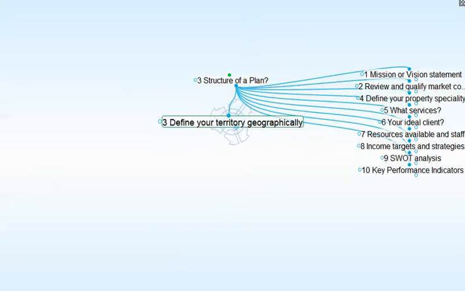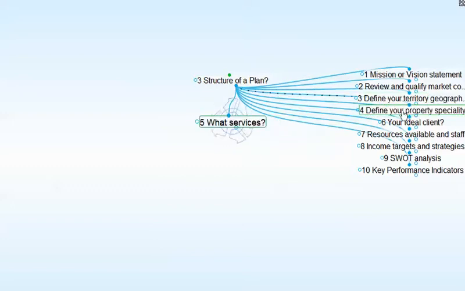Number 3, define your territory geographically. Set boundaries with roads or the location factors within your industry, within your market. So understand where your market is and the boundaries that control it. Number 4, define your property type speciality. Now, understand the property types that you will be working on, what you're targeting. Don't do too many of them. Where is that property type and how will you be attracting the listings within that property type? If you're going to be a property specialist, it is most appropriate to specialize.